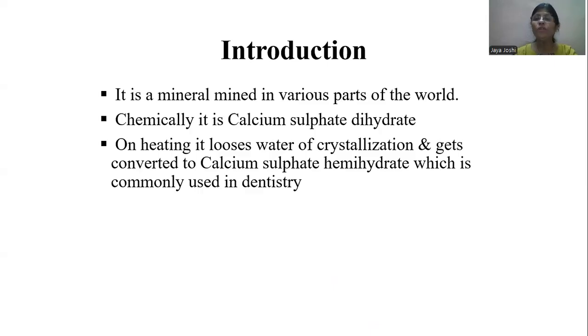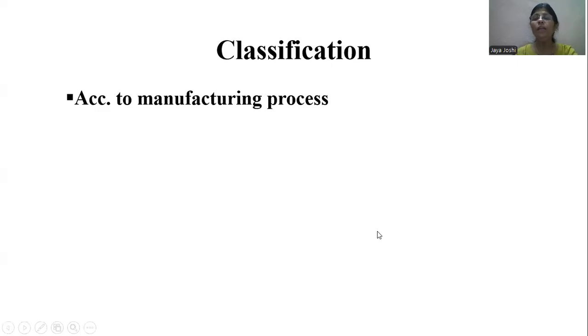So basically, what is gypsum? Gypsum is a mineral mined in various parts of the world. Chemically, it is calcium sulfate dihydrate. On heating, it loses water of crystallization and gets converted to calcium sulfate hemihydrate, which is commonly used as a gypsum product in dentistry. Now, we will see the classification of gypsum products.